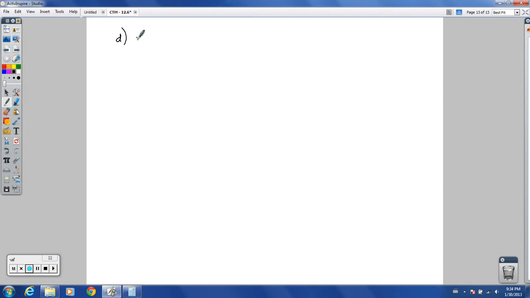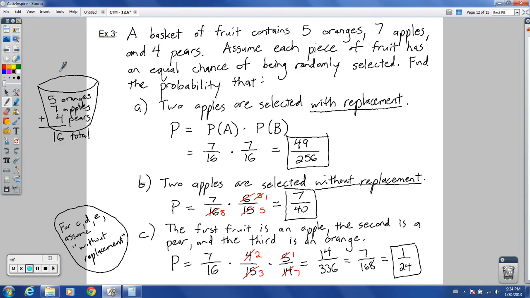So part D, let's say none will be apples if 3 in a row are selected. So if 3 are selected. And again, we're assuming without replacement, so we're not going to put the apple back when we take it out. So if you take one apple, none that would be apples, how many of these are not apples? That's what we want to happen.